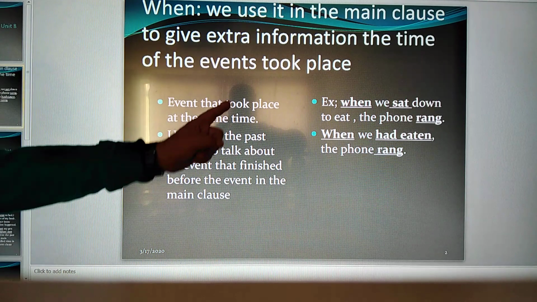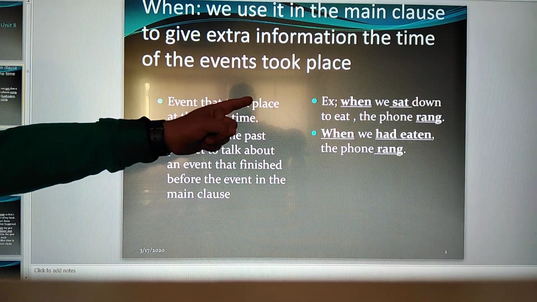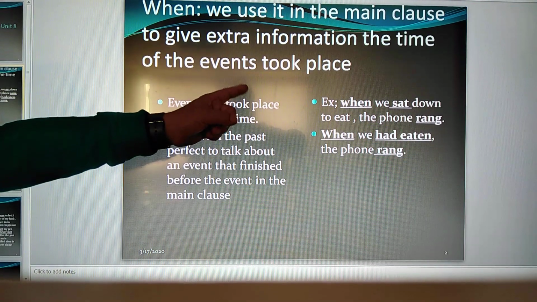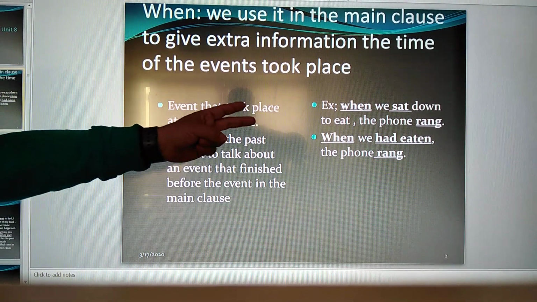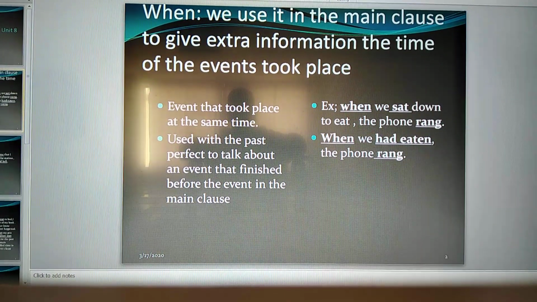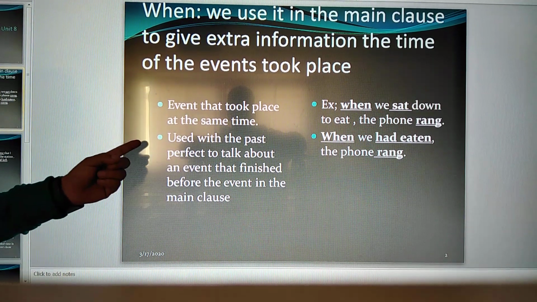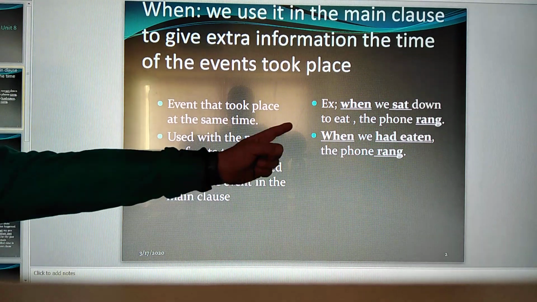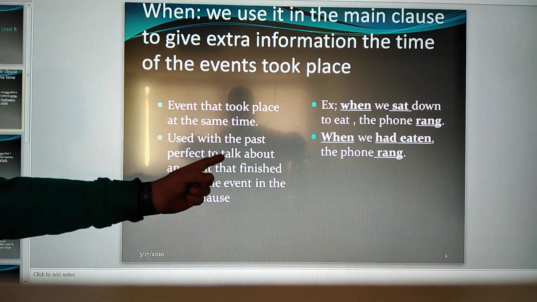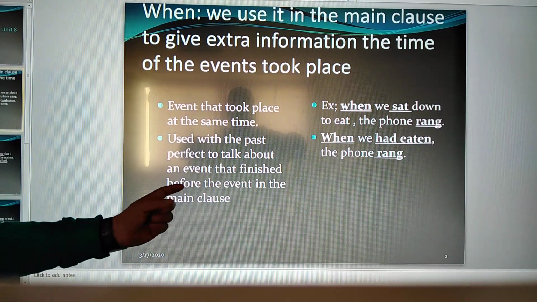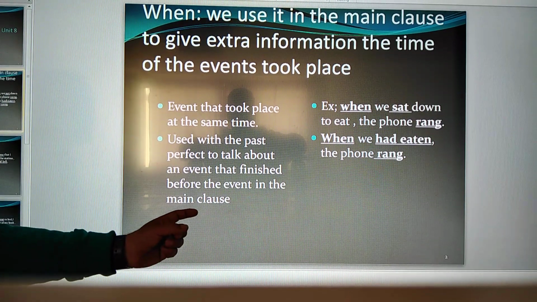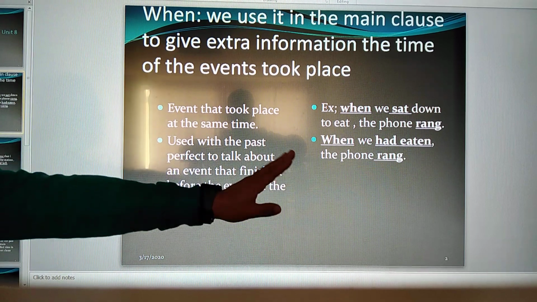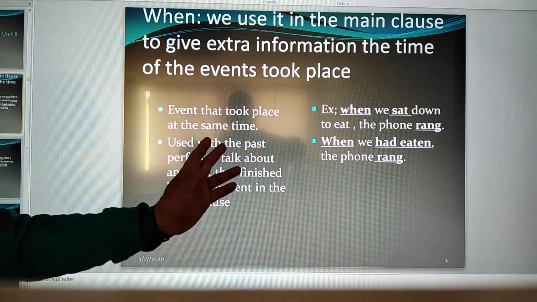Read the example. Example, when we sat down to eat, the phone rang. So we use sat and we use rang. Both are in the simple past, but they happened at the same time. Also we use it sometimes with the past perfect, like had eaten here, to talk about an event that finished before the event in the main clause. So when we had eaten, the phone rang. When we finished eating, the phone rang.